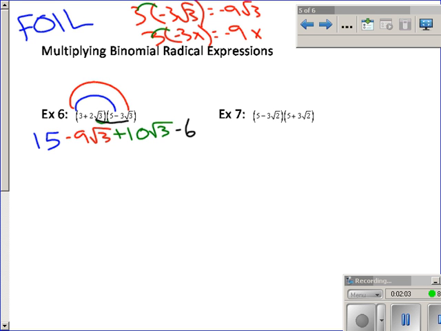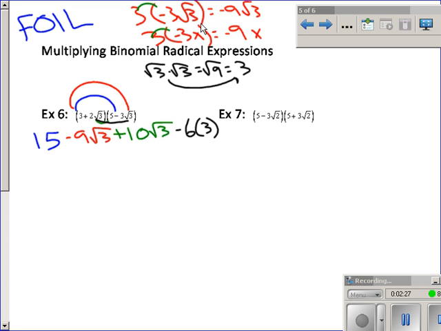And root 3 times root 3, of course it's going to give us the root of 9, but we know that the root of 9 equals 3. So whenever you multiply a root by itself, remember you're going to get that whole number without the root. So root 3 times root 3 is going to give us 3. So I'm just going to write it there.